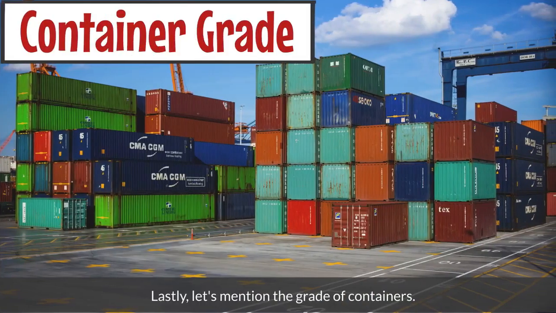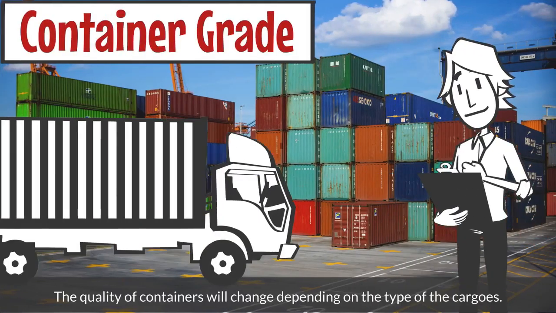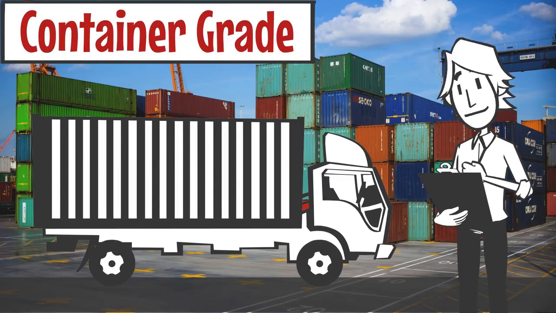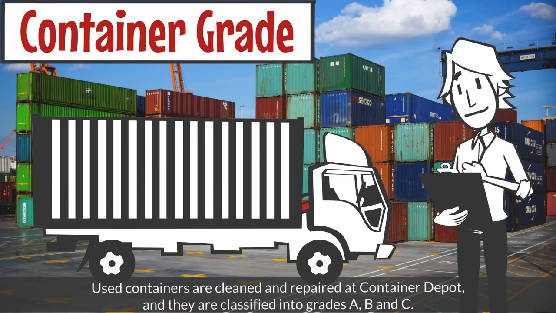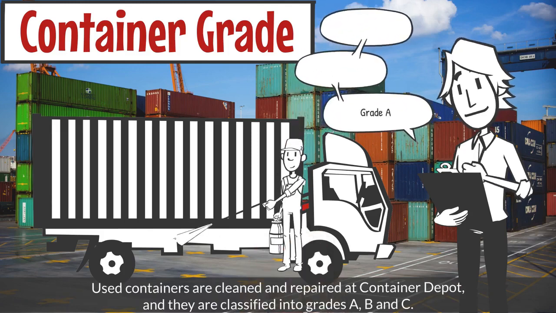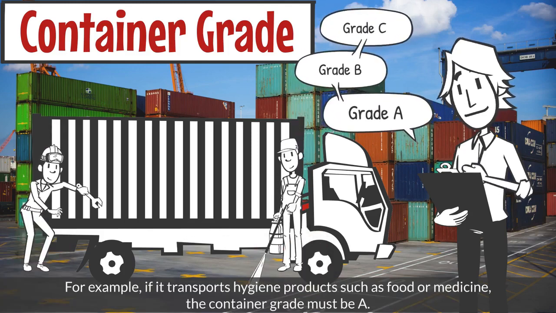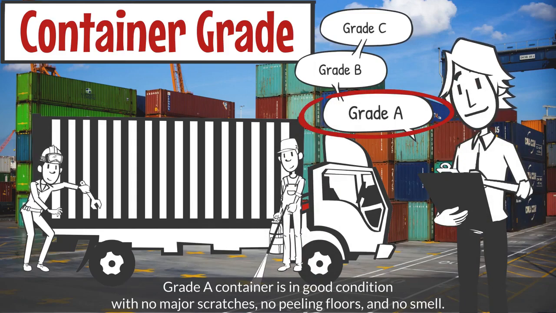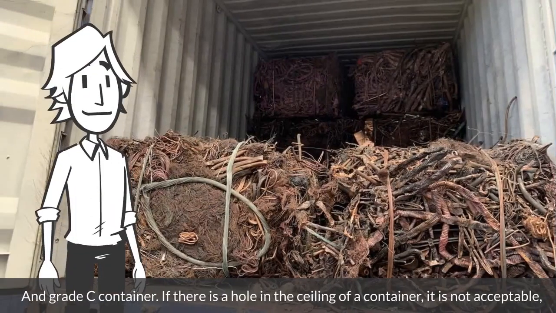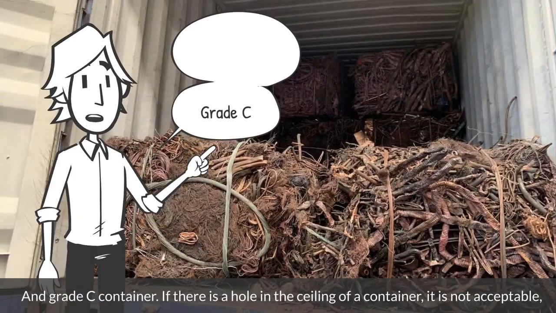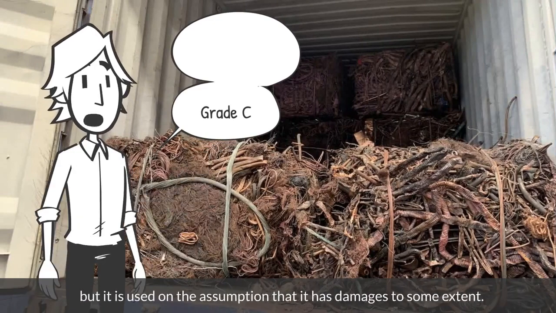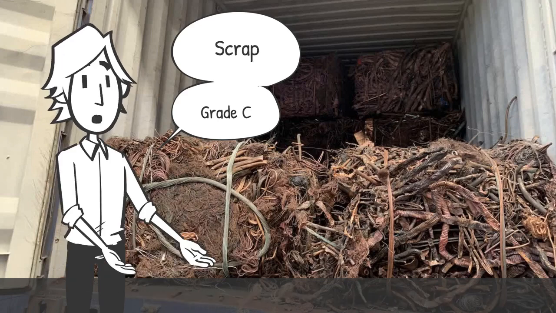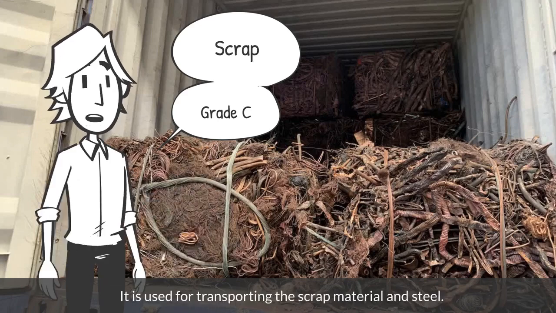Lastly, let's mention the grade of containers. The quality of containers will change depending on the type of the cargoes. Used containers are cleaned and repaired at a container depot, and they are classified into grades A, B and C. For example, if it transports hygiene products such as food or medicine, the container grade must be A. A Grade A container is in good condition with no major scratches, no peeling floors, and no smell. And Grade C container. If there is a hole in the ceiling of a container, it is not acceptable, but it is used on the assumption that it has damages to some extent. It is used for transporting scrap material and steel.